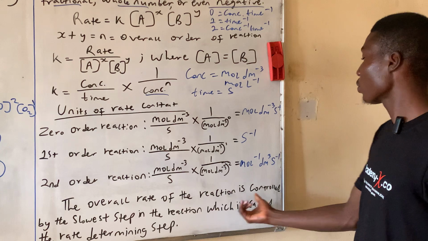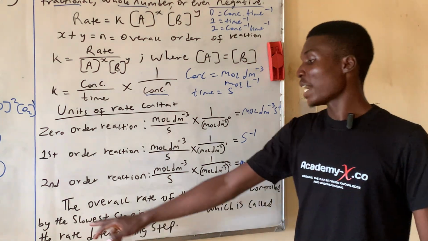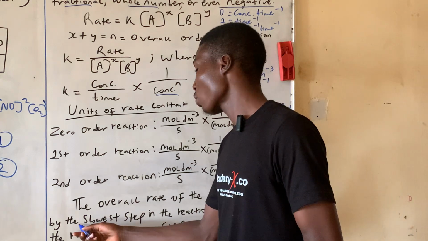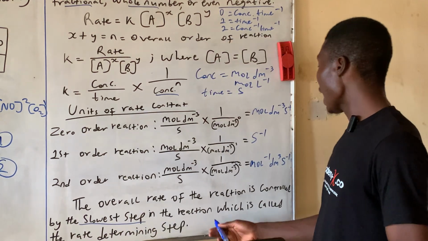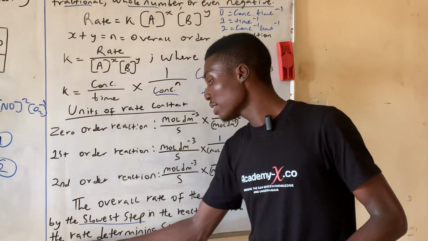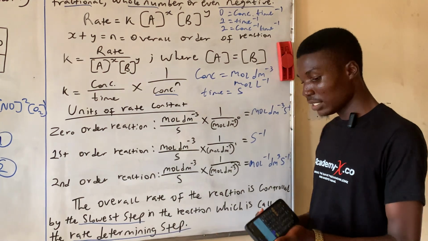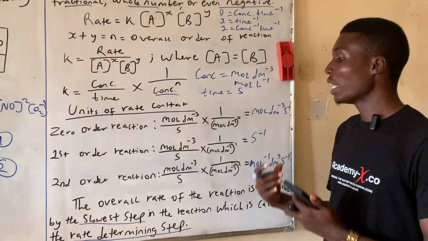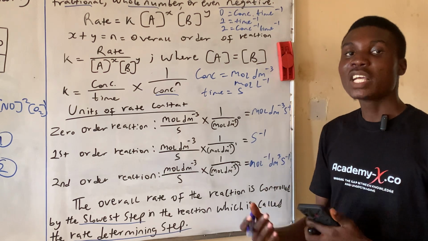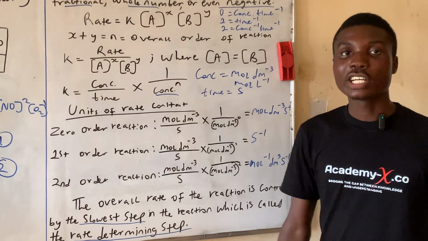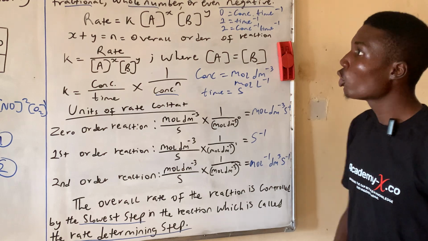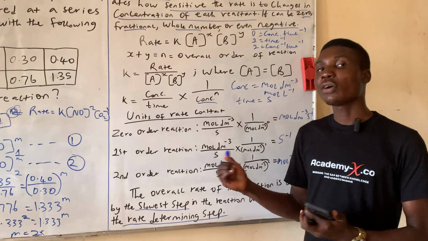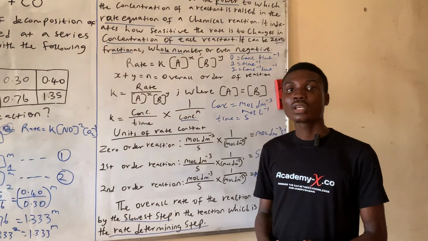The overall rate of the reaction is controlled by the slowest step in the reaction, and that step is called the rate determining step, because the reality is that if that particular step does not make progress, nothing happens. The speed at which that step makes progress is what determines the overall rate of the reaction. We're now going to go into details and start talking about the different orders of reactions that are important to us in pharmacy school.